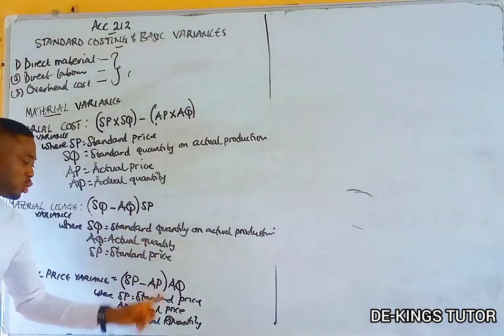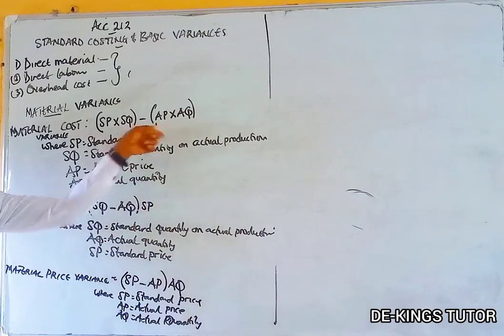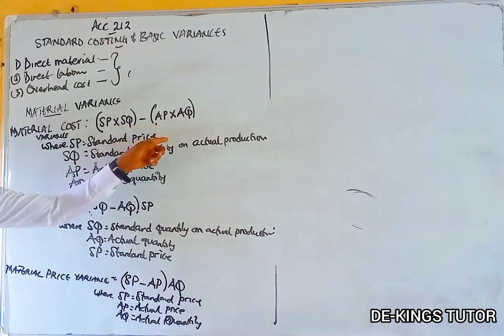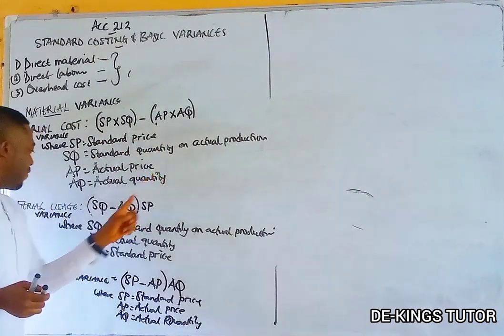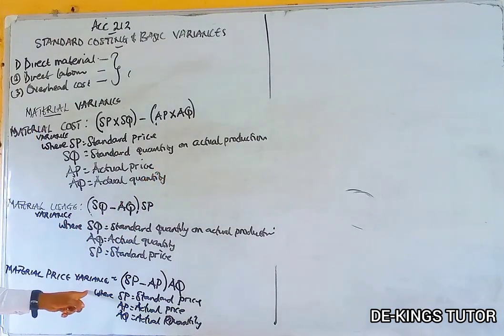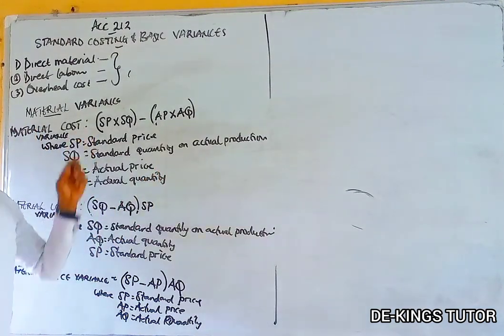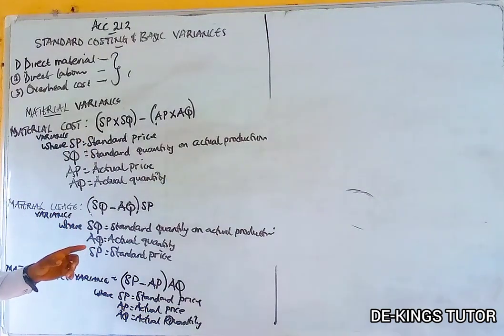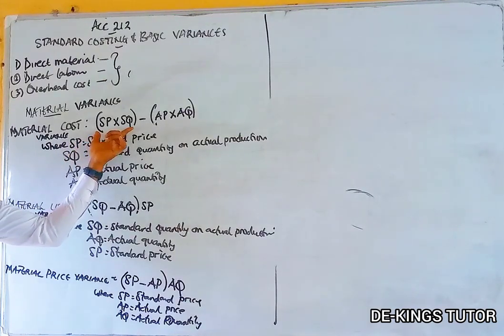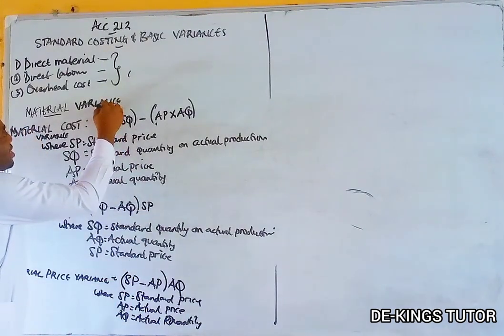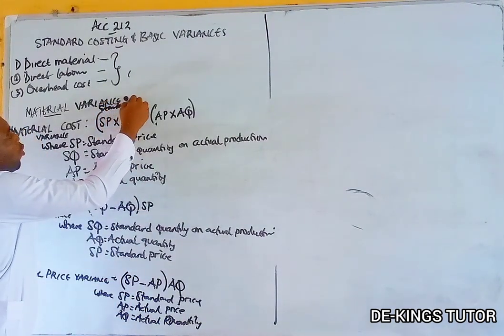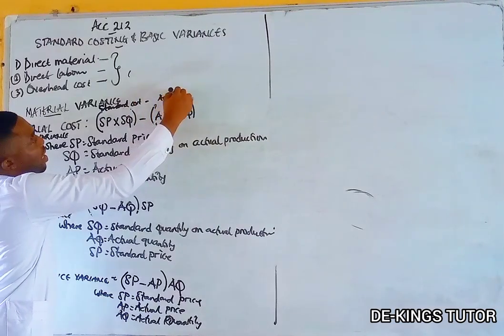The summation of these two results will give you this, to confirm if what you did while solving is correct. The summation of the material usage and the material price will give you material cost. So the material cost, like I said, is price and quantity. So we're looking at the difference between what is set as standard as the cost, or we can tag this as standard cost minus actual cost.